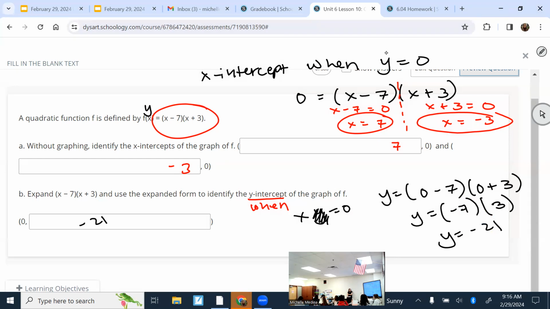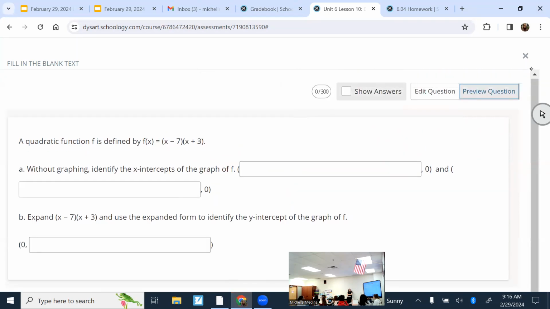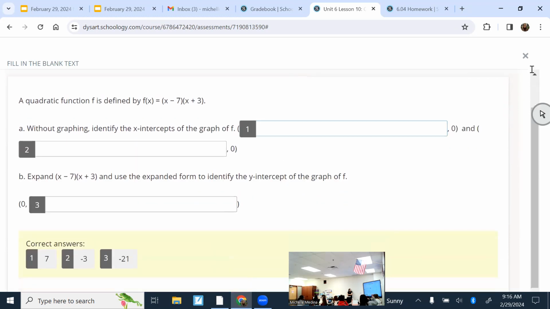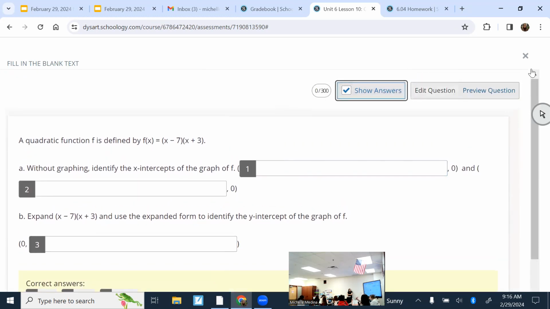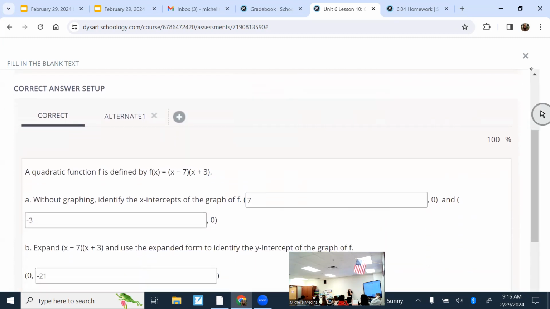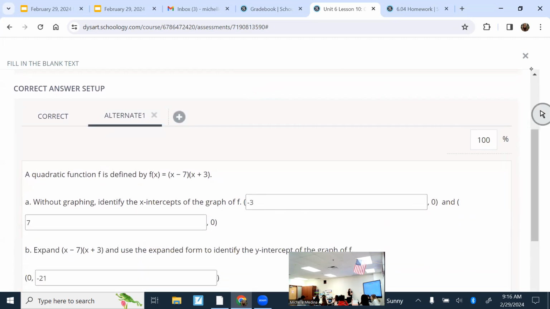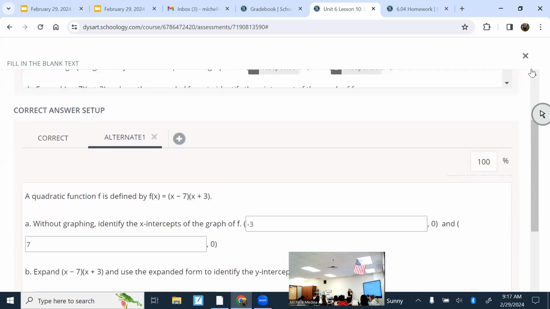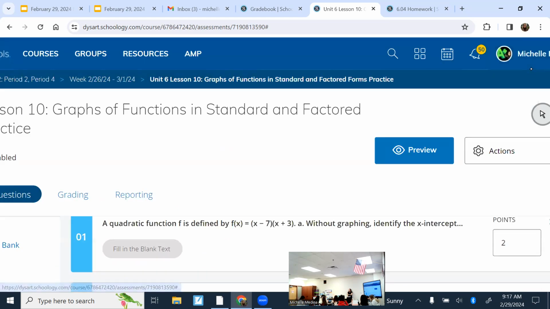All right, I'm gonna just double check the key right now, so give me 1 second. But any questions on this one? Any questions on others? So it shouldn't matter the order that you put the x-intercepts. Any other questions?